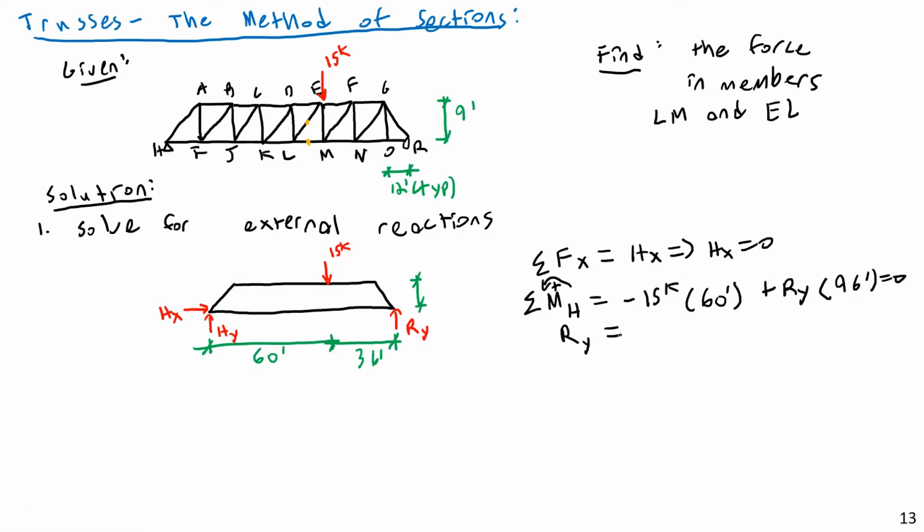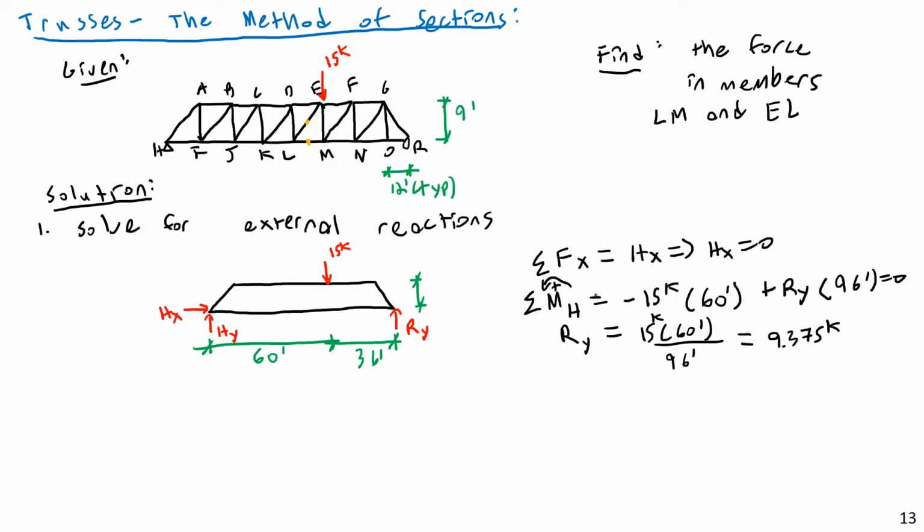Then RY is going to be equal to 15 kips times 60 feet divided by 96 feet. And I probably could simplify that fraction into an exact form, but I think I'm just going to do this as an ugly decimal for now. 15 times 60 divided by 96, and that comes to 9.375 kips. And so actually not such an ugly decimal, that'd be some 8s there.